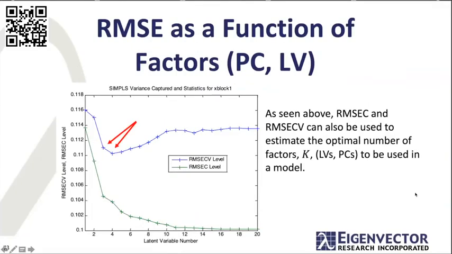Okay. We talked about RMSE as a function of PCs or latent variables. The optimum number of factors might not necessarily correspond to the global minimum. So keep in mind that some of these things still might not be statistically significant, and you may want to back up so that your model is not brittle in the future.